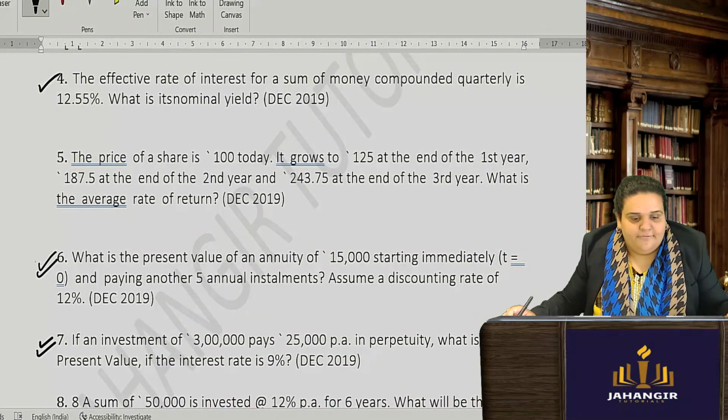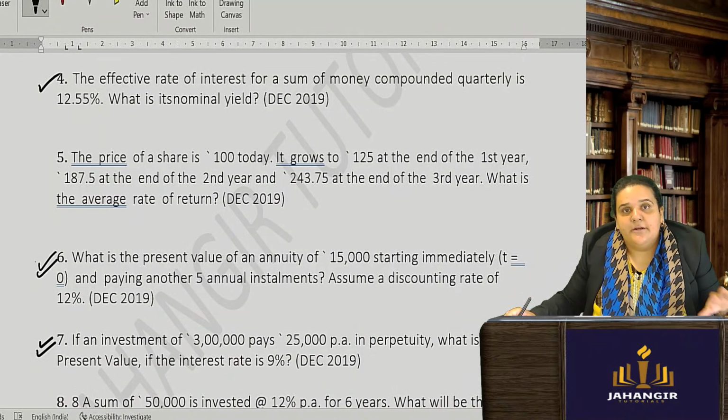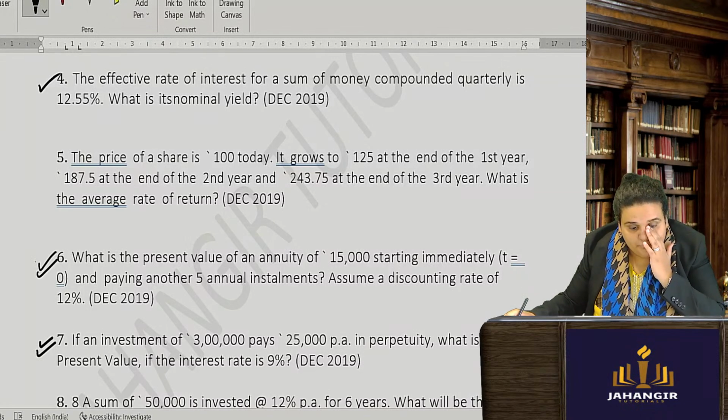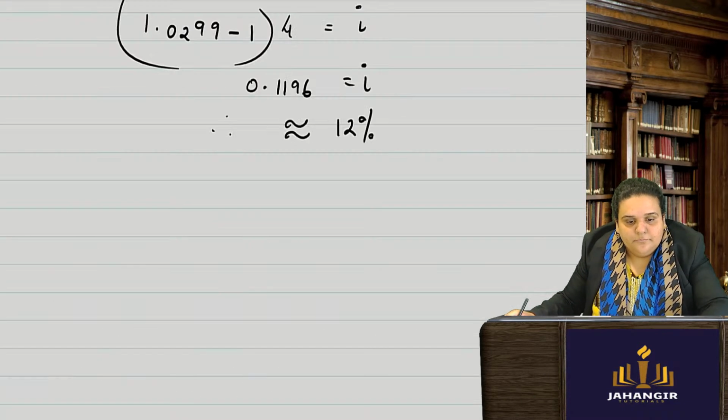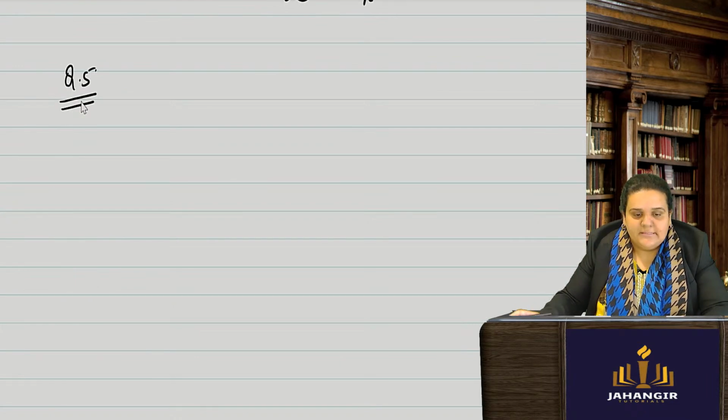Now question number 5. The price of a share is 100 rupees today. It grows to 125 at the end of the first year, then 187.5 at the end of the second year, and 243.75 at the end of the third year. What is the average rate of return? Now certain questions come as a surprise element, but they are to apply your basics.